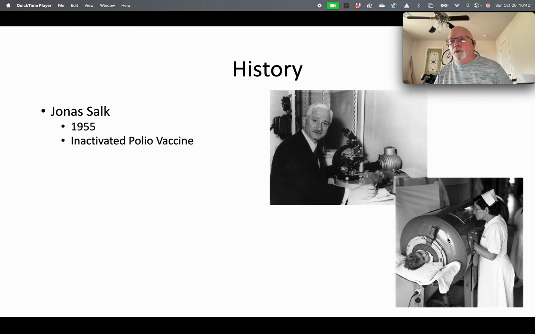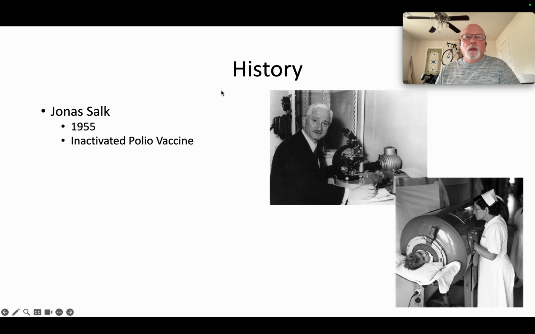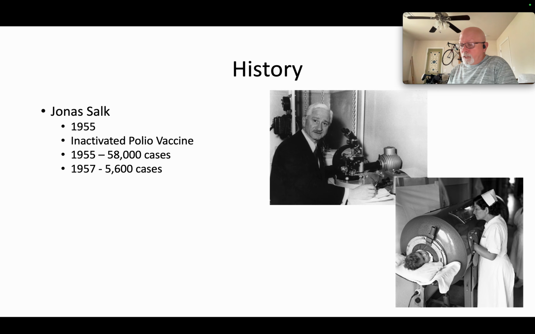And so they would have to put you in this contraption here, which is an iron lung, which basically caused changes in pressure that allowed you to breathe. And it was debilitating. FDR was relegated to a wheelchair because of polio. And in 1955, they developed a vaccine for this. In 1955, there were 58,000 cases in the United States. By 1957, it had declined to 5,600 cases. So once again, a very successful vaccine.